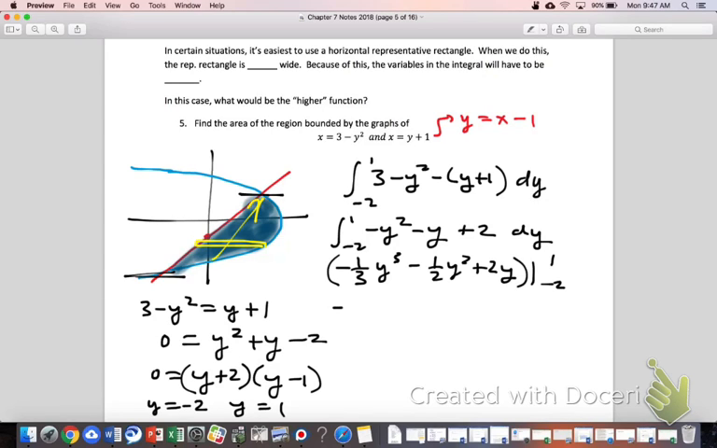So if I plug in the 1, it's going to be negative 1/3 minus 1/2 plus 2. And if I plug in the negative 2, what do I get here? 8/3 minus 1/2 minus 4. So what do we have? Negative 2/6, negative 3/6 plus 12/6, so 7/6, minus 16/6 minus 3/6, that's 13/6.